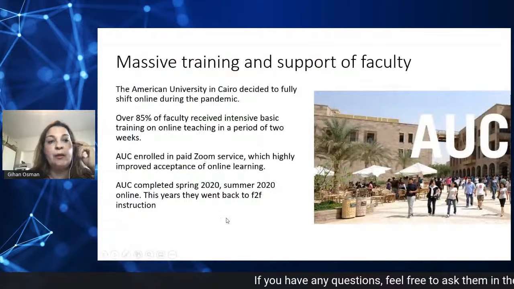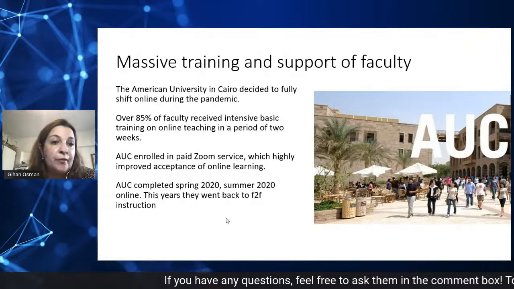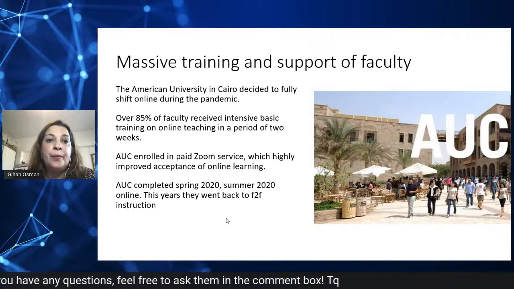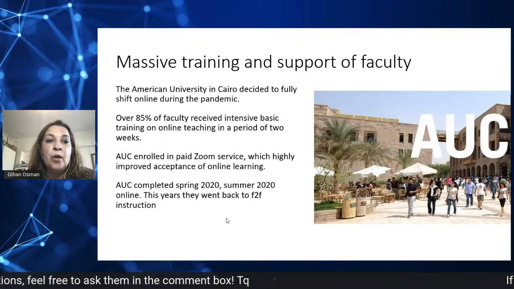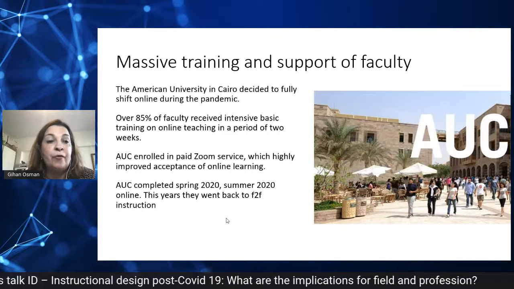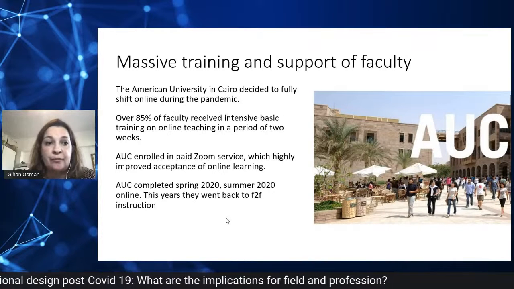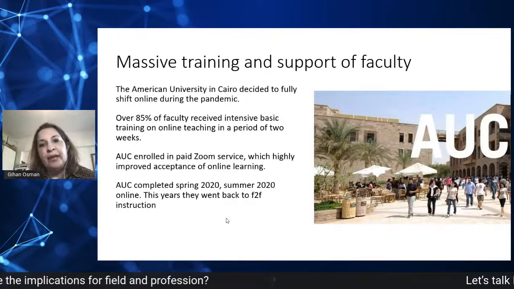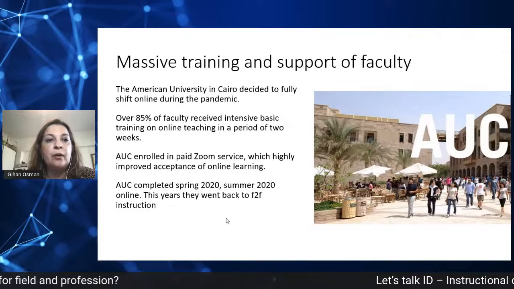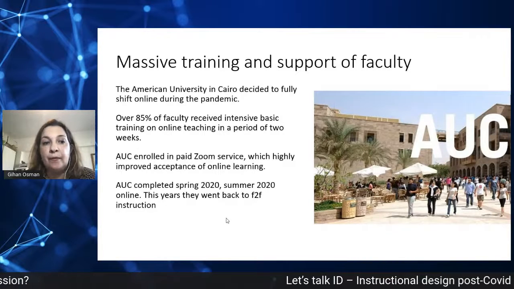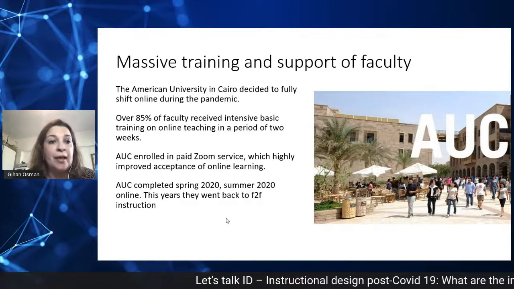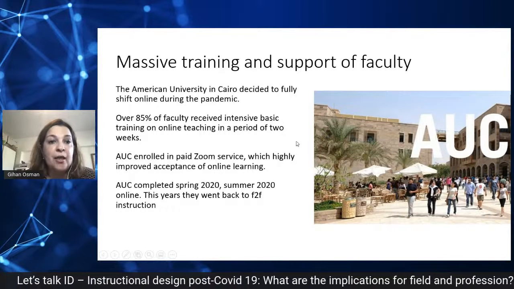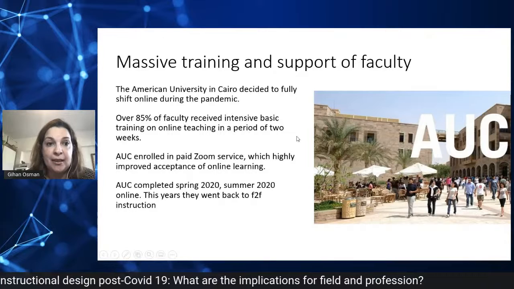At AUC, which is the American University in Cairo, where I worked at the time of the pandemic, there was massive training and support. Almost 85% of faculty received a minimum of one training just to get them functional within 2 weeks of the pandemic. And then everybody had to go online. Very quickly after that, Zoom was embraced.